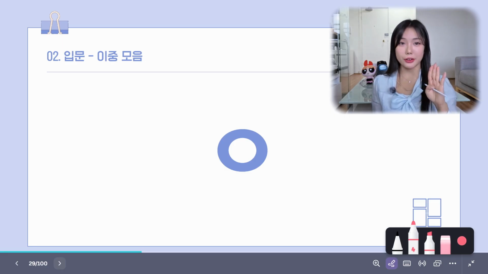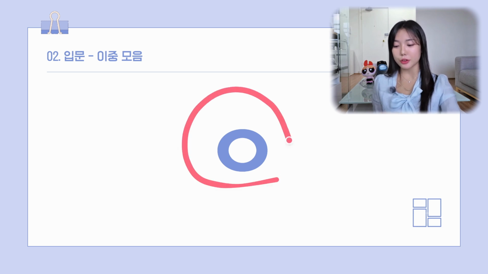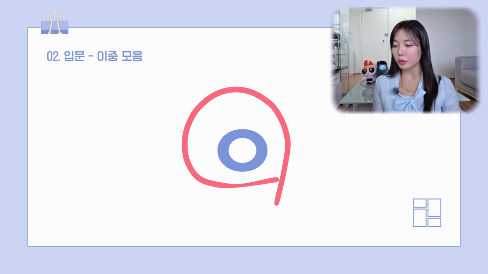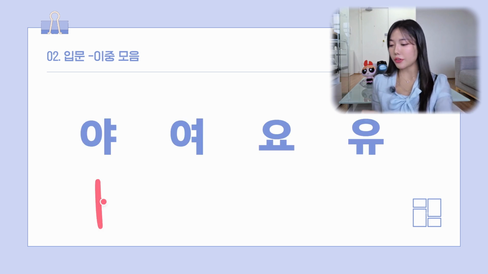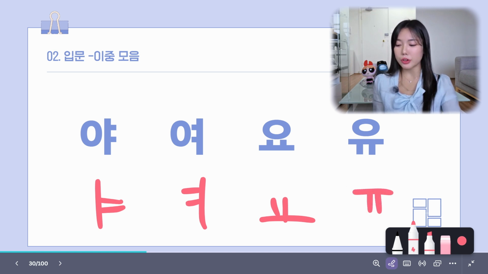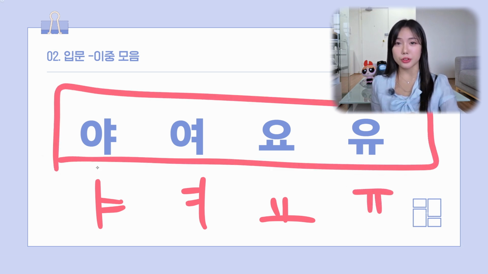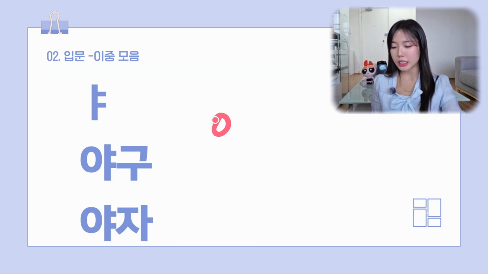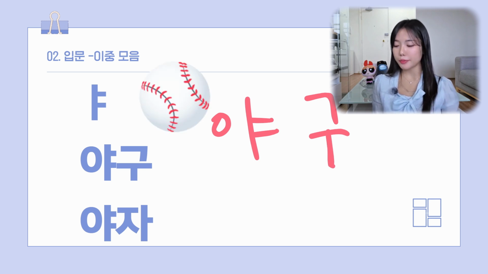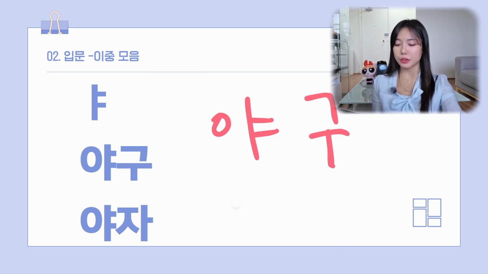Let's practice with real words. Before we go there, do you remember the circle, which doesn't make any difference in sound, but just accompanies the vowel? They're the same. So if these were ya, yo, you, then the combinations with the circles are also ya, yo, you. We have this word, 야구. 야구 means baseball.